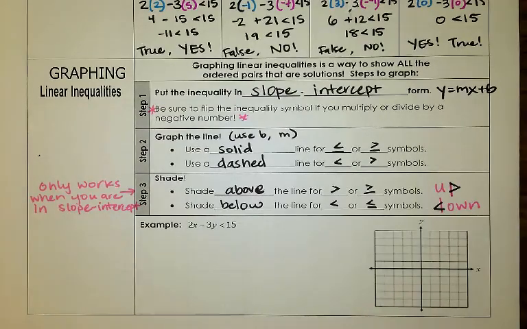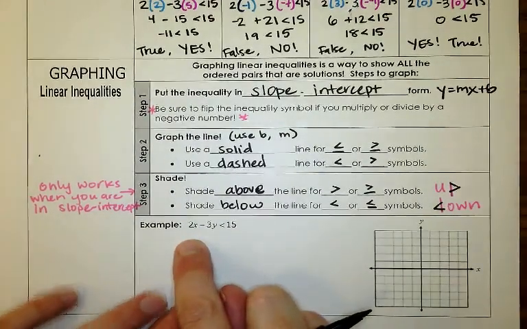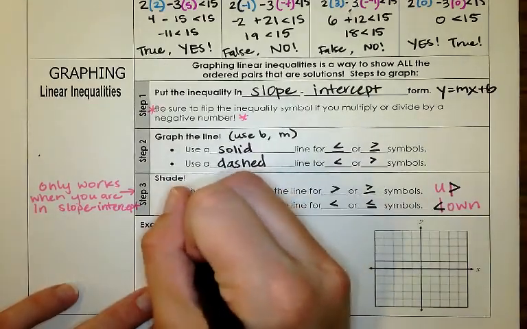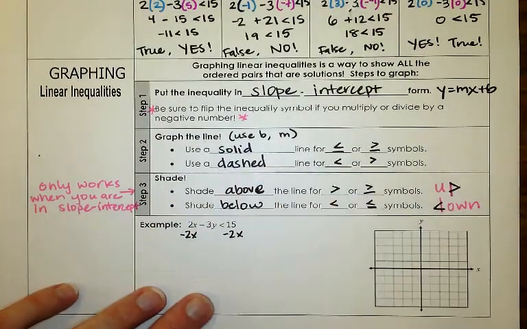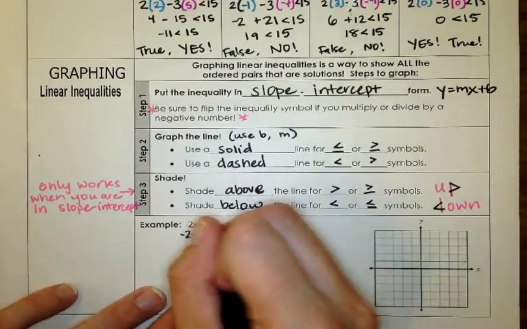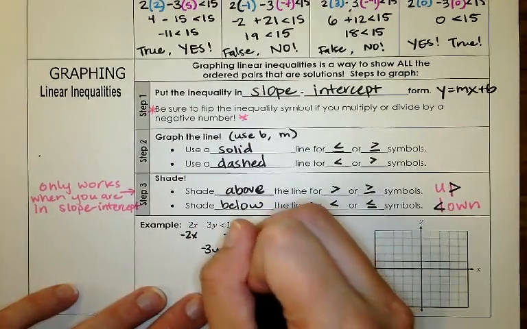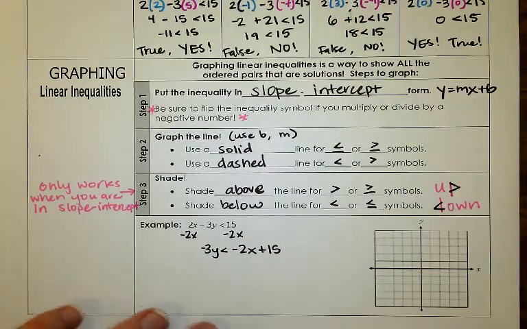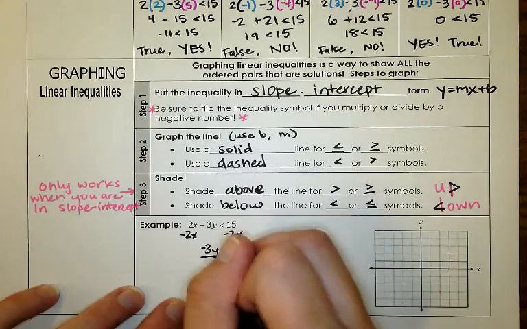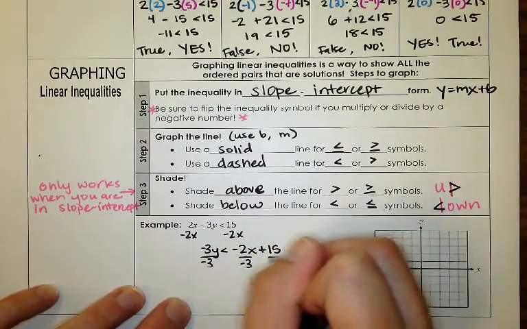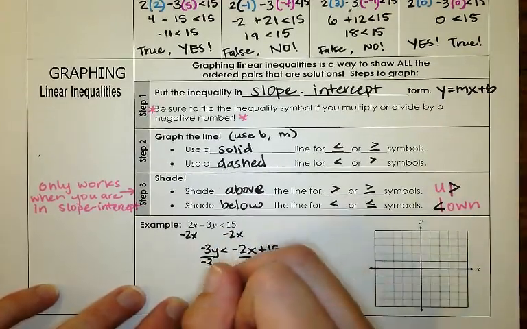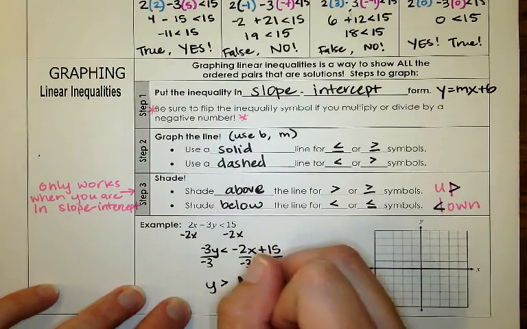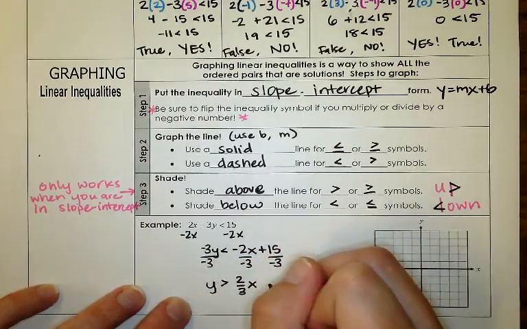So guys, the first step is we have to put it in slope-intercept form. So what are we going to do to get this guy in slope-intercept form? Well, we're going to subtract 2x from both sides. Do y'all feel good about that? So then we're left with negative 3y is less than negative 2x plus 15. Are we all done? Now we need to divide by negative 3. When we divide by negative 3, that becomes y is greater than 2/3 x minus 5.